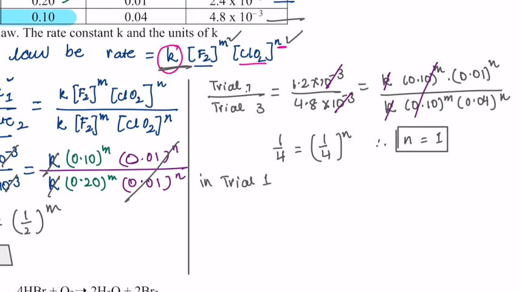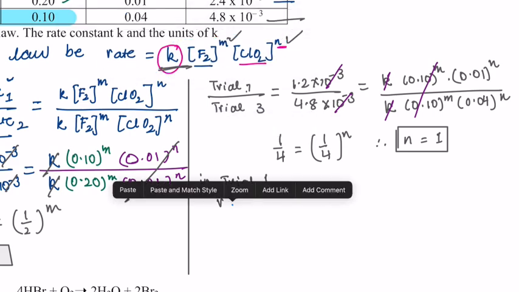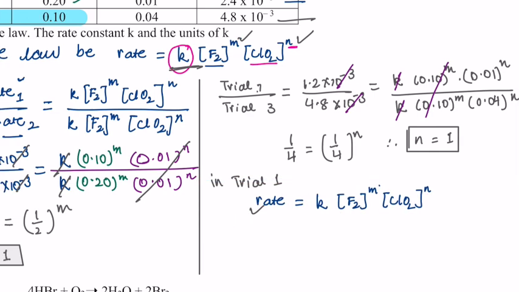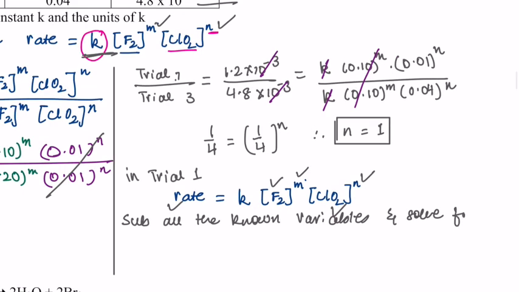So we've solved m and n. In order to solve for k, let's bring back the rate law. You don't need to write the rate law explicitly here, but just to show you that we have already figured out the rate, we know the concentration of fluorine, concentration of ClO2, and the values of M and N.